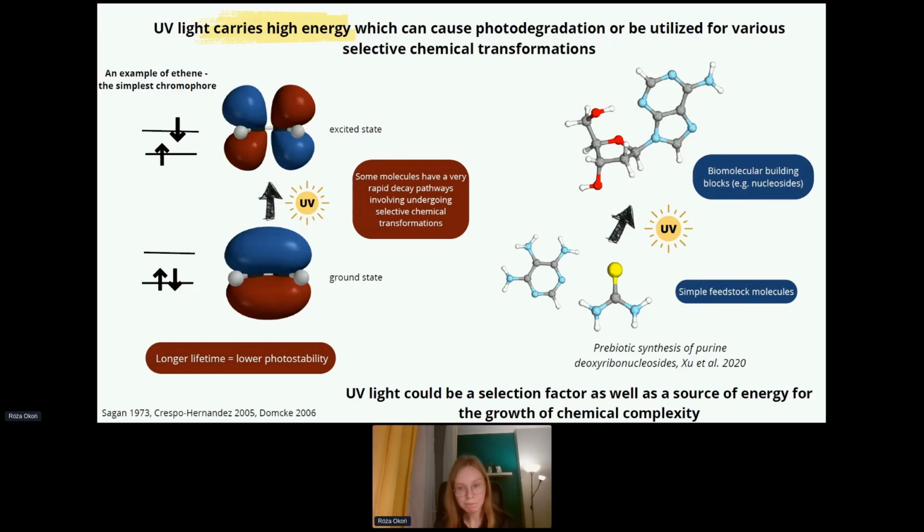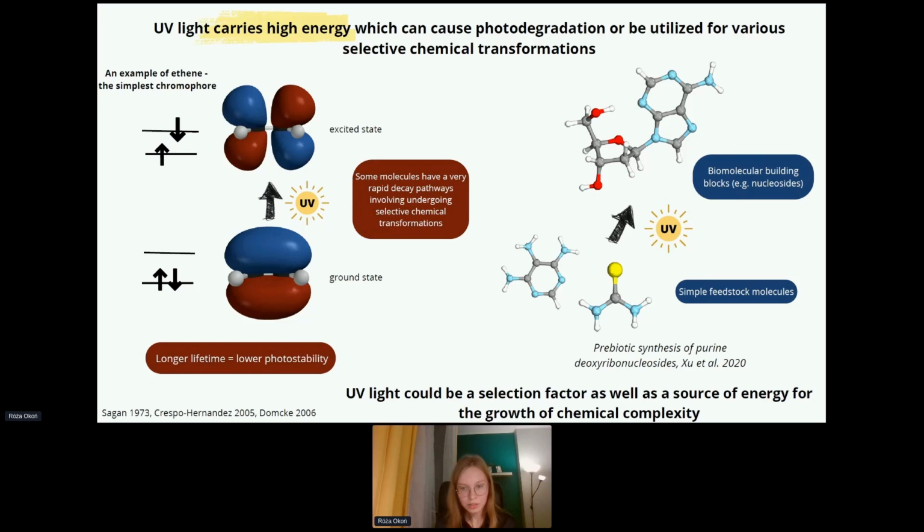But on the other hand, some molecules do not have to live for a long time in the excited state, but they can have a possibility for very rapid decay by undergoing some very selective chemical transformations.